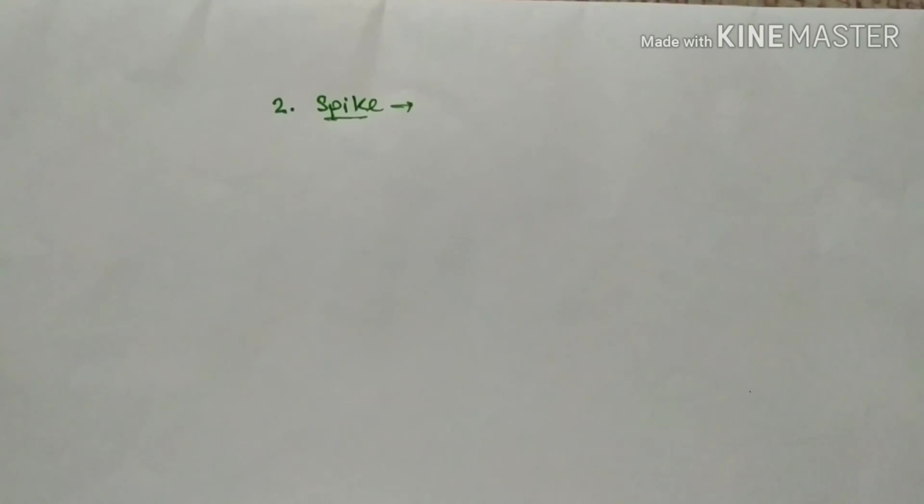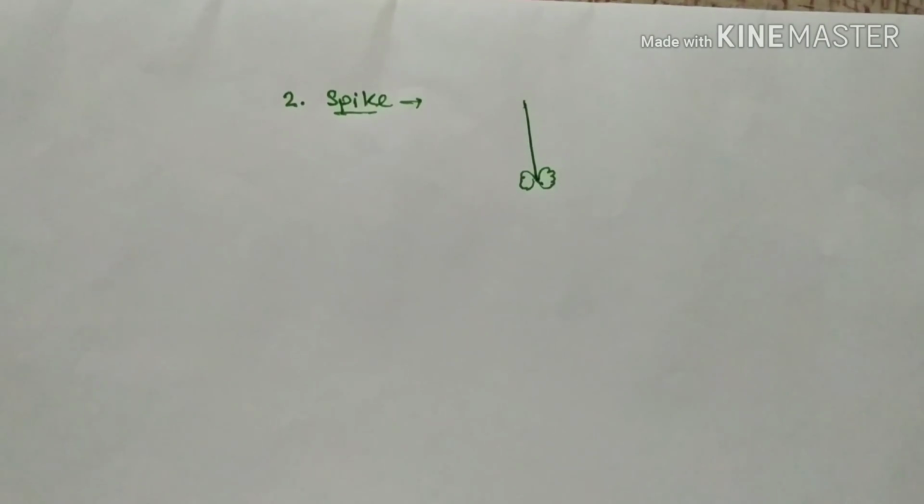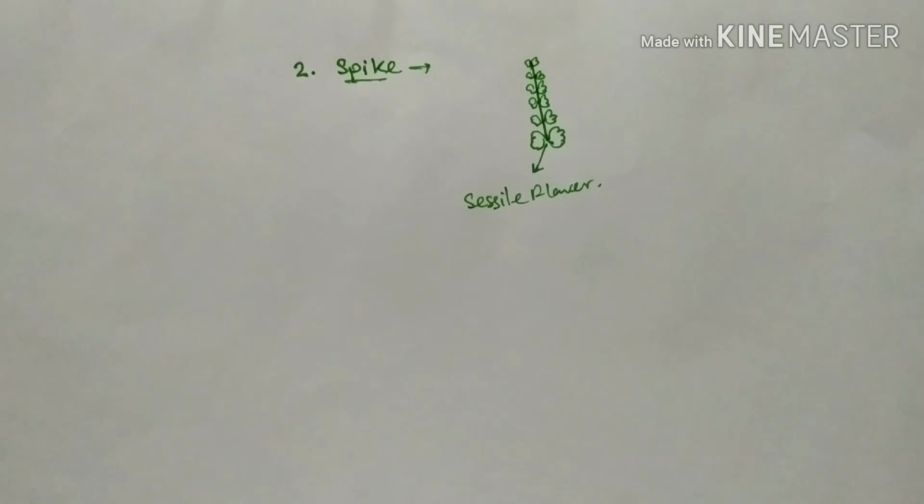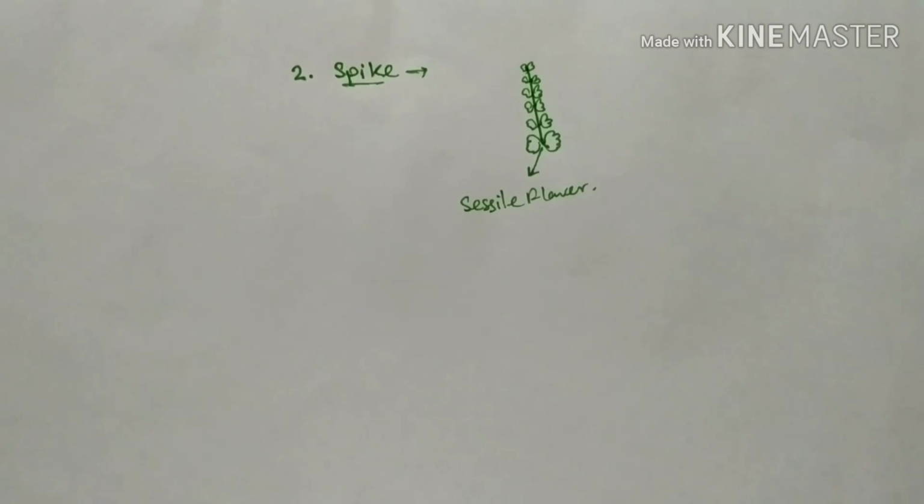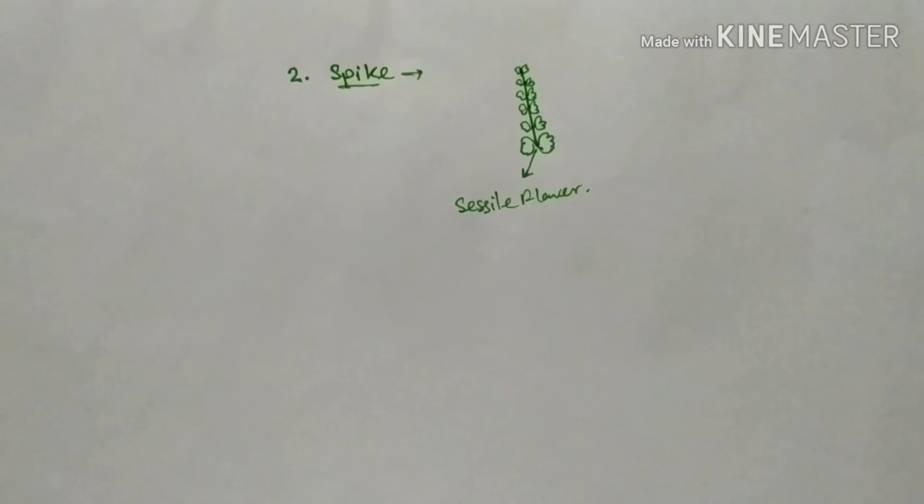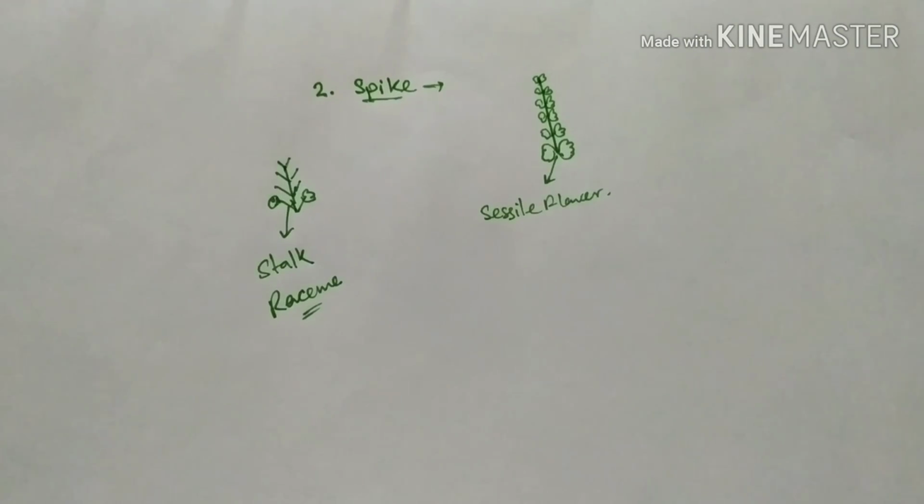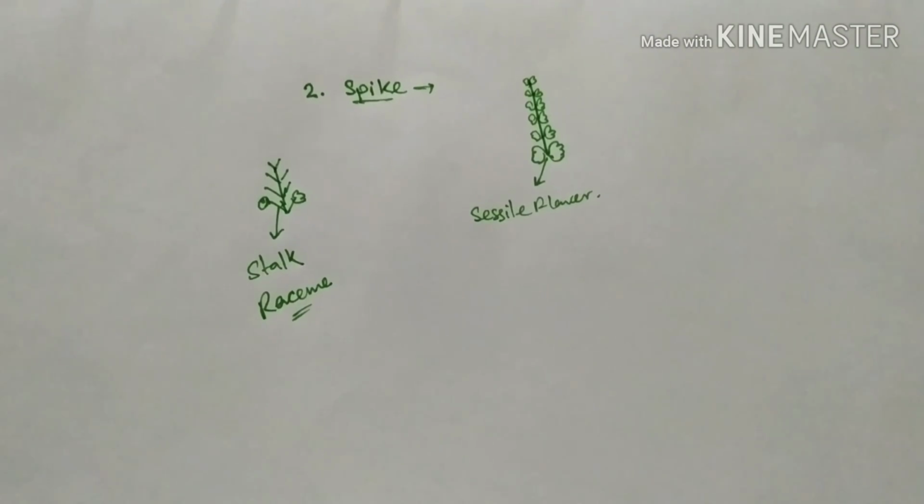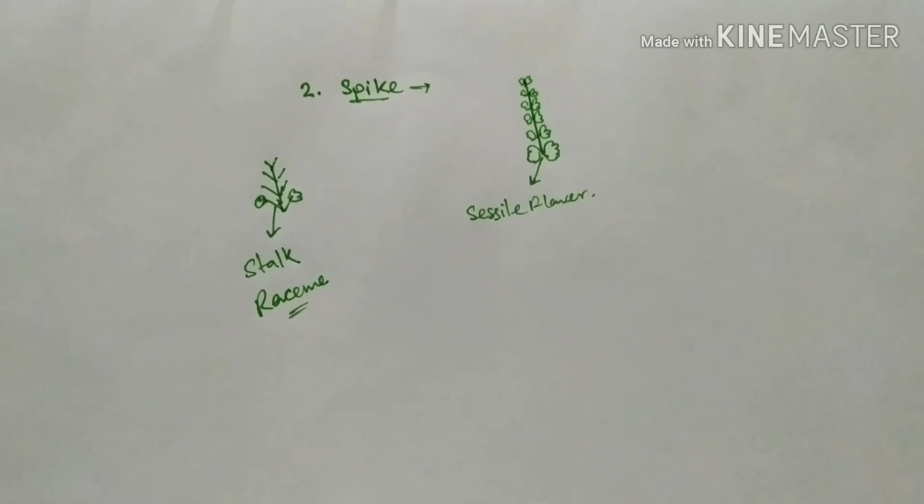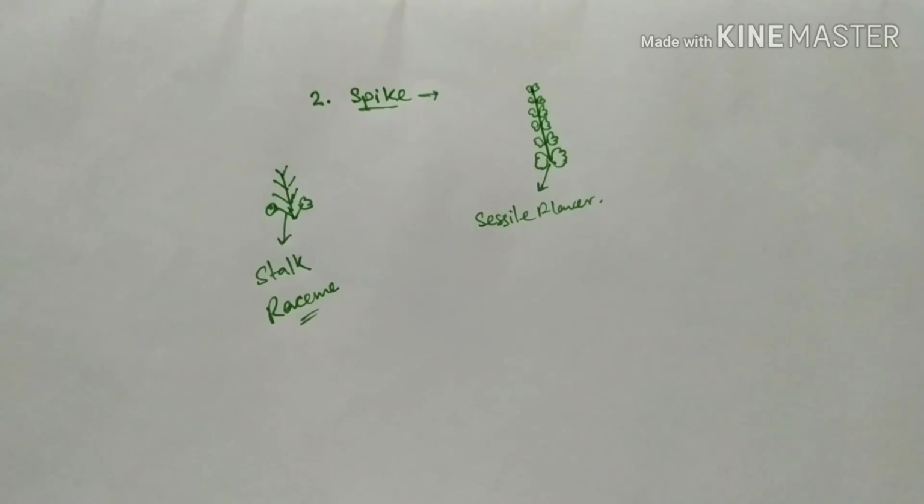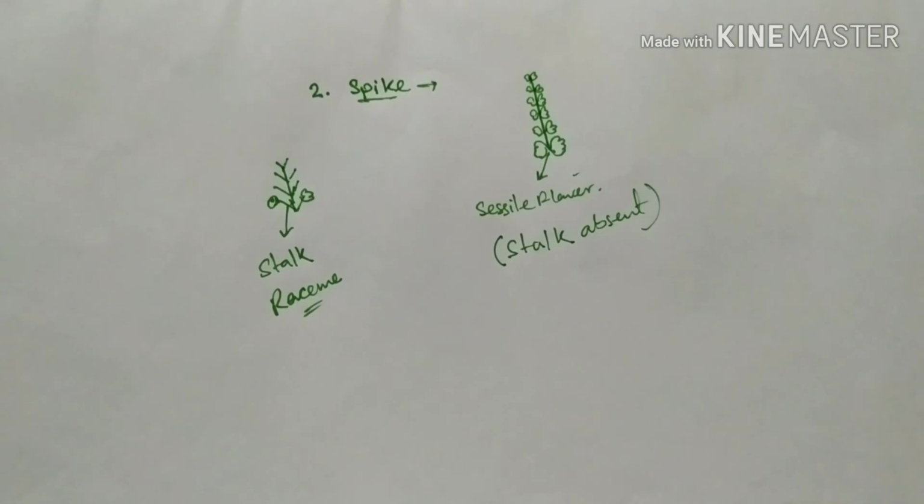Spike is also a racemose type inflorescence. Here flowers develop from base to apex. All things are the same as raceme or racemose, but the only difference is that flowers are sessile. So here flowers are sessile, arranged acropetally, and stalk is not present in this case. In raceme, flowers have stalks, but in spike, flowers are sessile. This is the main difference between raceme and spike. Otherwise everything is similar.